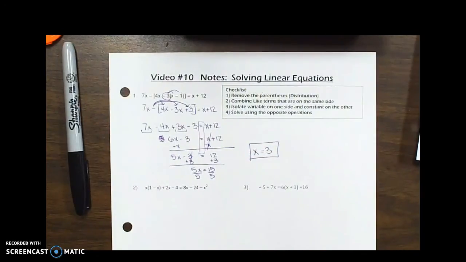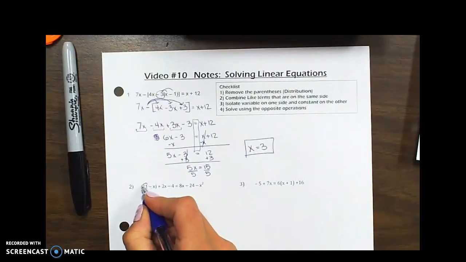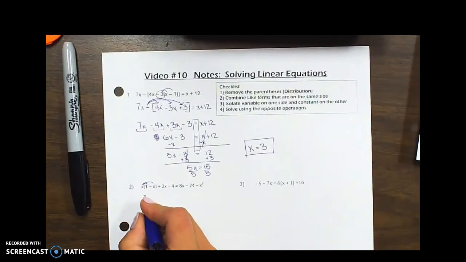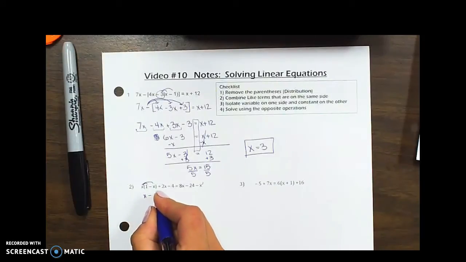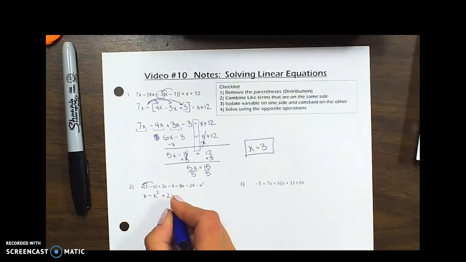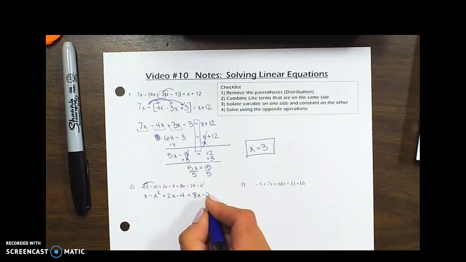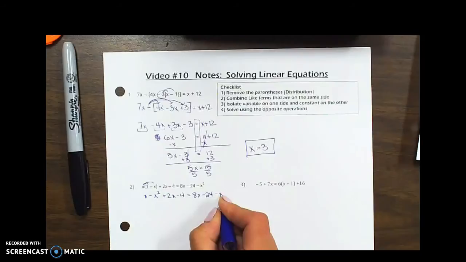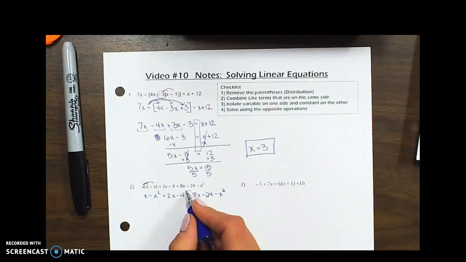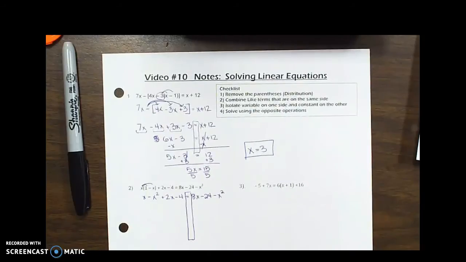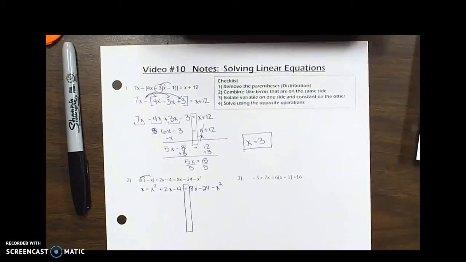All right, let's go ahead and try another one. So number 2. Again, the first thing we want to do is remove the parentheses. So here I'm going to distribute the x. So I have x minus x squared plus 2x minus 4 equals 8x minus 24 minus x squared. Here's my equal sign. So now we're going to try to combine like terms on the same side.